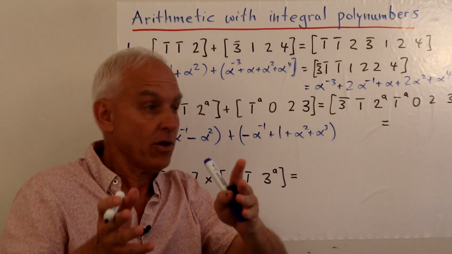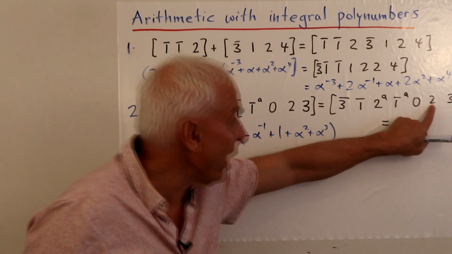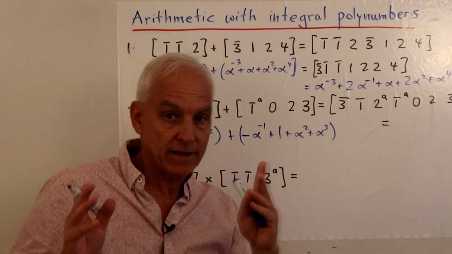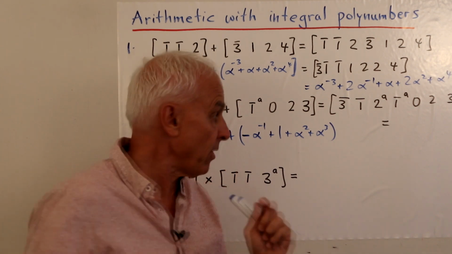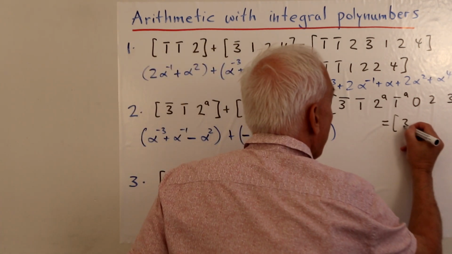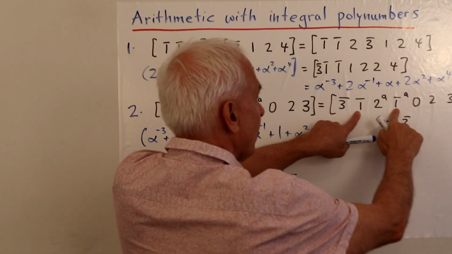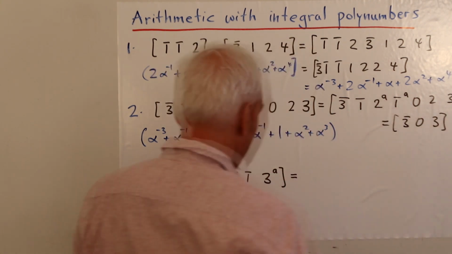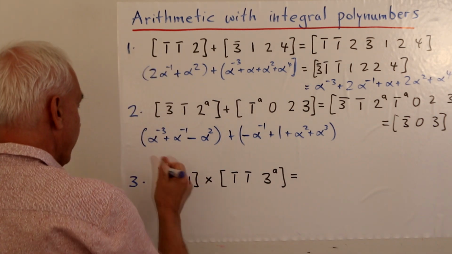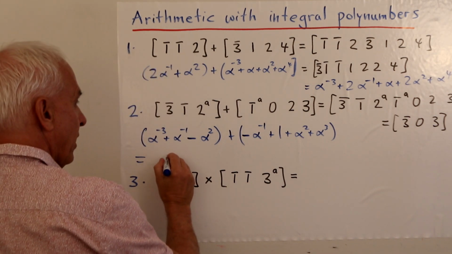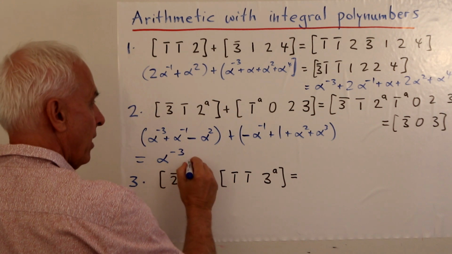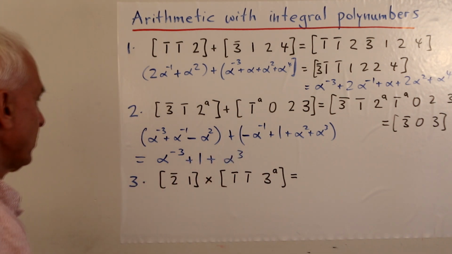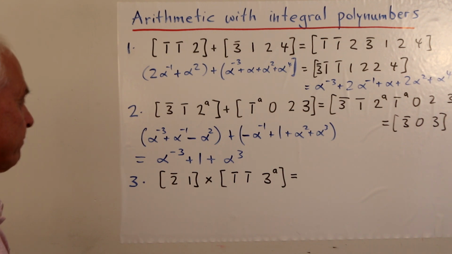They're going to cancel. There's a 2 and an ante 2. They're going to cancel. The 3 bar and the 3, they're not antes. They're not going to cancel. They stay where they are. So we're going to get a 3 bar. These guys cancel. These guys cancel. We're going to get a 0 and a 3. So over here on the polynomial side, we should be getting alpha to the minus 3 plus 1 plus alpha cubed. And I suppose that's reasonable.